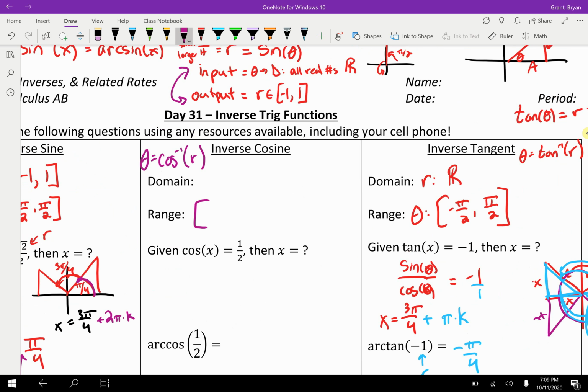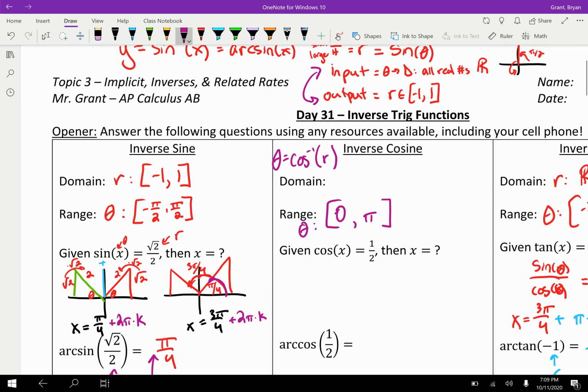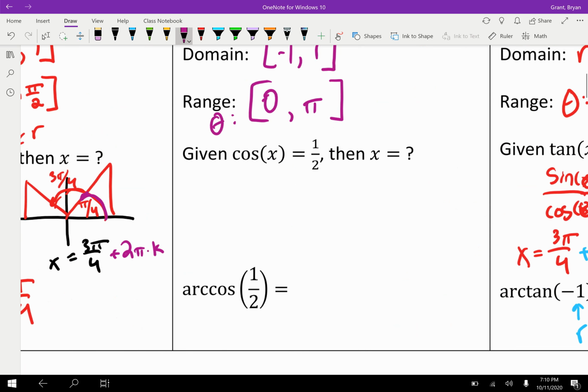So the range we just talked about for theta then has to be from 0 to pi. And then my domain here, well, the domain's going to be just like sine. Regular cosine, the output is -1 to 1, so the input for inverse cosine has to be from -1 to 1. Given cosine of x equals 1/2, then what does x equal?